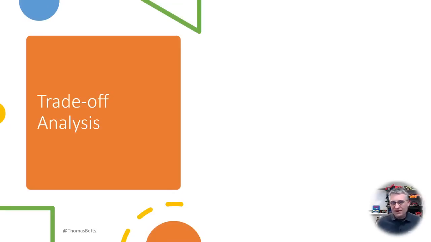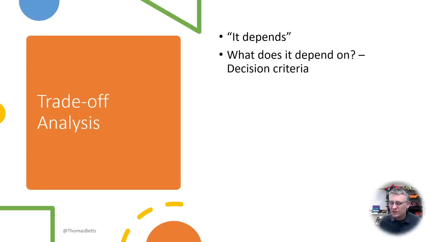When you ask an architect any question, the default answer is, "it depends." Why do they say that? Well, there's a lot of reasons. But the follow-up question should always be, "what does it depend on?" That's what's going through their head. And that means understanding the various criteria that are important to that decision.